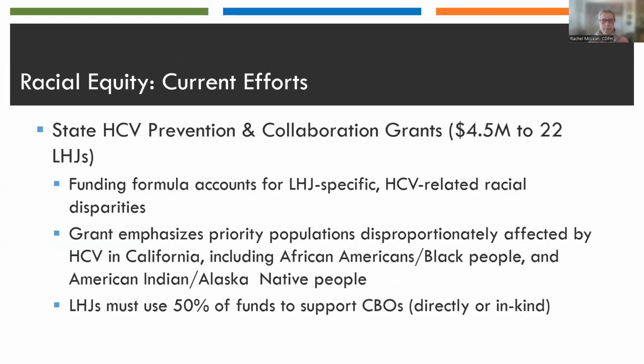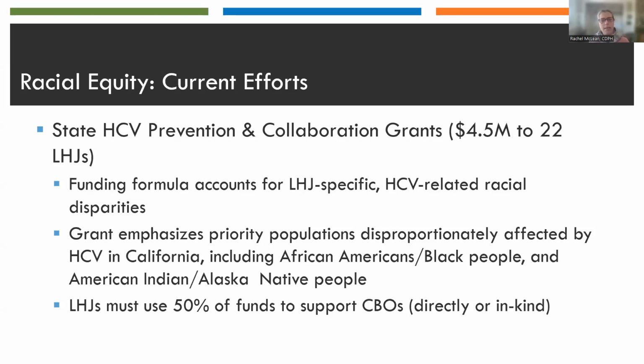So in terms of racial equity, in 2019, the state allocated $4.5 million for local assistance for hepatitis C related activities. We are funding 22 local health jurisdictions. The funding formula accounts for local health jurisdiction specific Hep C racial disparities. Hepatitis C disproportionately affects African American and Black people and American Indian and Alaska Native people in California due to systemic racism. And so we accounted for that in our funding formula.